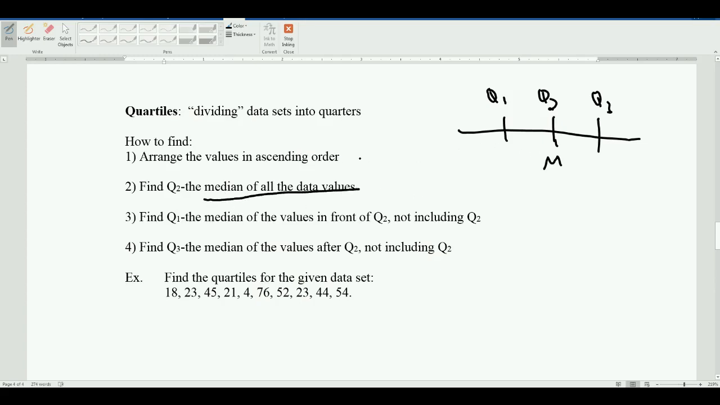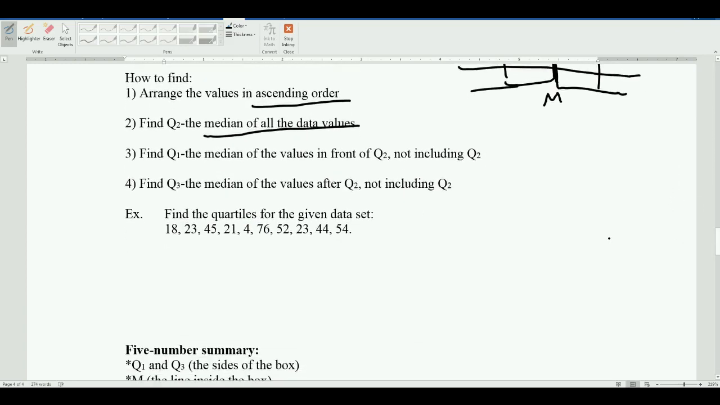And since we are dealing with medians, you have to write them in correct order first. So once you write them in correct order, find the median, and then you're going to find the median of this list, and then you'll find the median of that list. Let's do an example so you can see how this works. First thing is I need to put this in correct order.